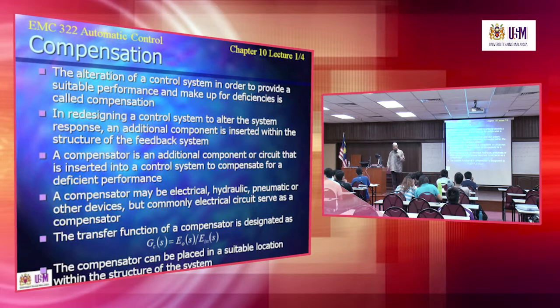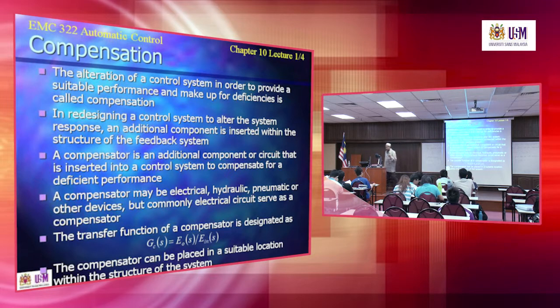Okay, the compensator can be placed in a suitable location within the structure of the system. Another thing is that when we are designing it, we can put the compensator anywhere in the configuration of the closed loop. Okay.